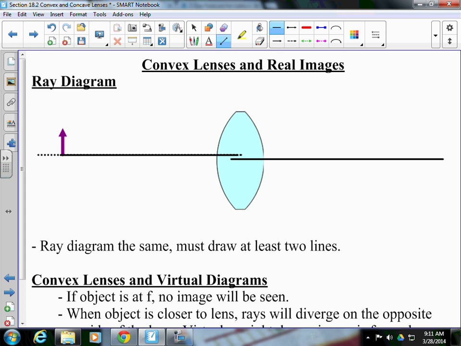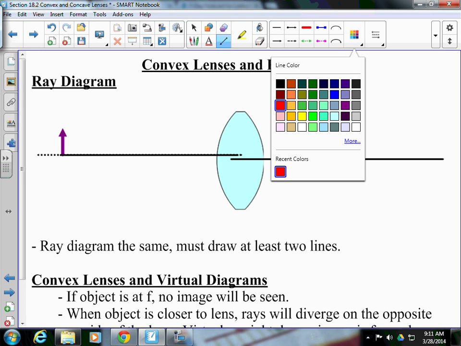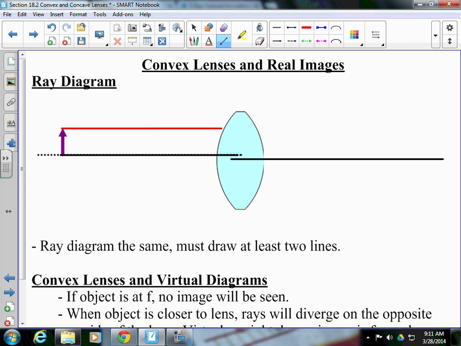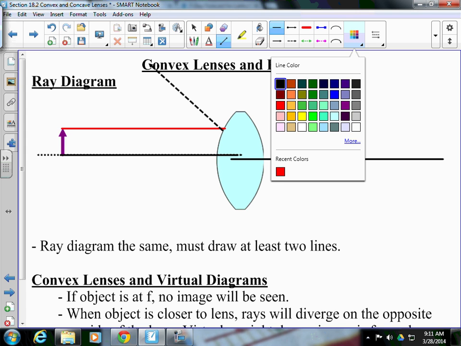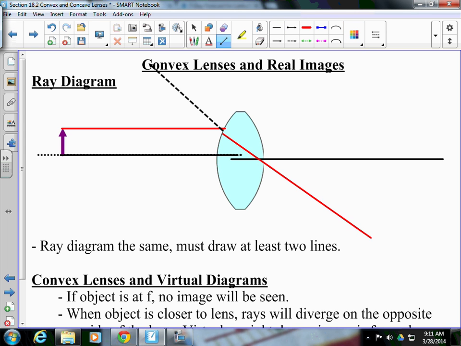Our next line, which I'll do in red, goes from the top of the arrow to the lens. If this was a mirror, it would bounce off in this direction. But since it's a lens, that light is going to pass through. And when it passes through, we're going to follow it, and that light is going to go down at an angle as such.